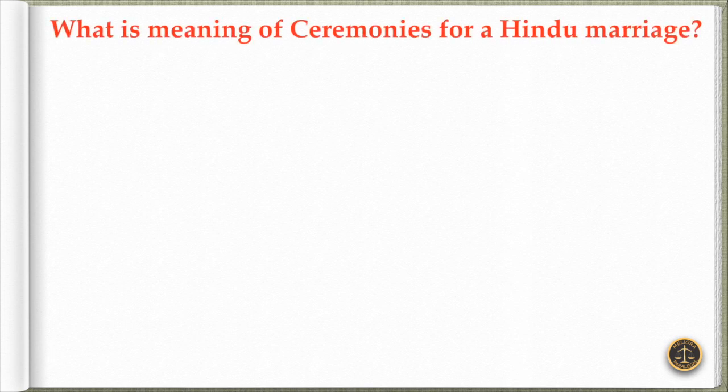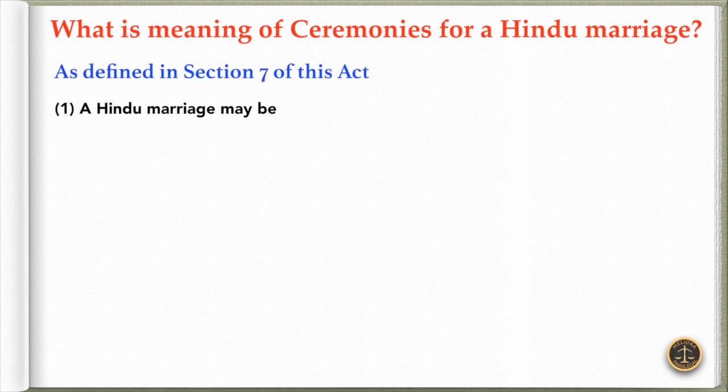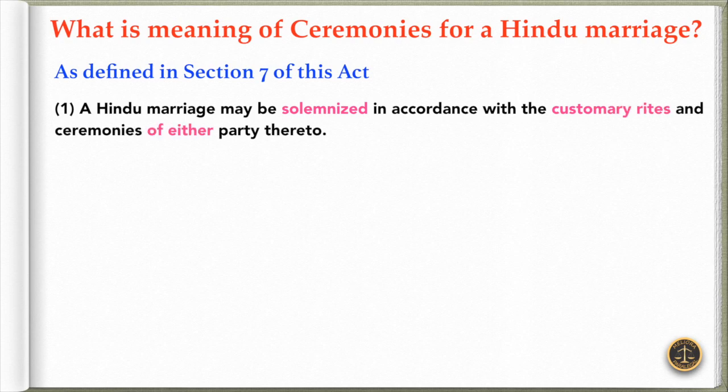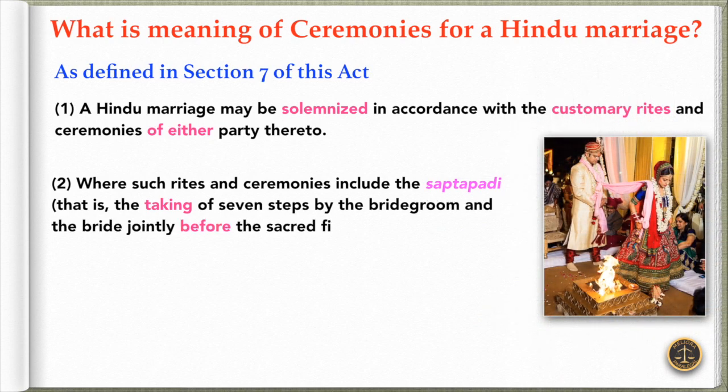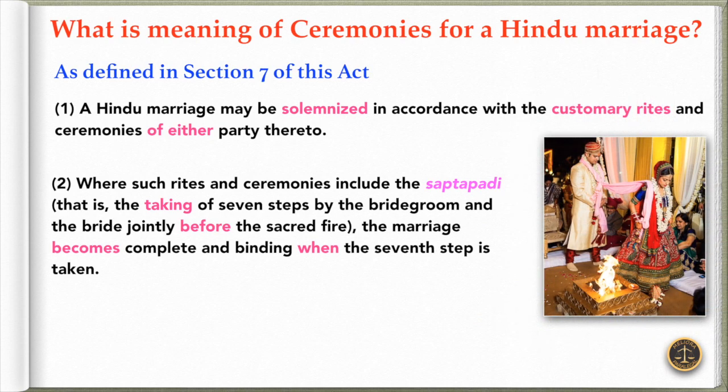Now, the next question is, what is the meaning of ceremonies for a Hindu marriage? As defined in Section 7 of this Act, a Hindu marriage may be solemnized in accordance with the customary rites and ceremonies of either party thereto, and where such rites and ceremonies include the Saptapadi, that is the taking of 7 steps by the bridegroom and the bride jointly before the sacred fire, the marriage becomes complete and binding when the 7th step is taken.